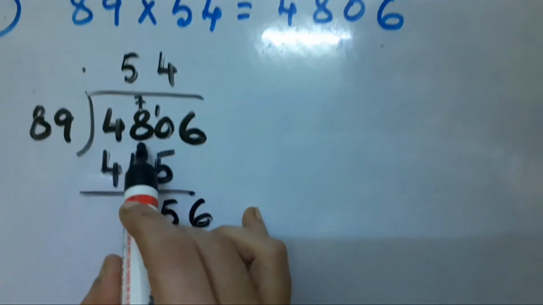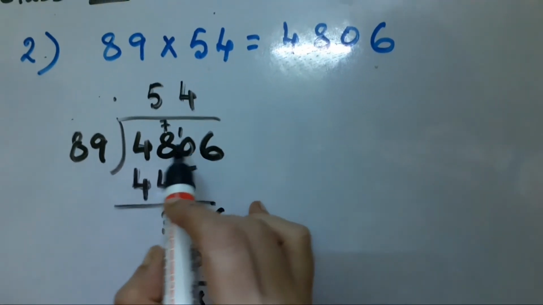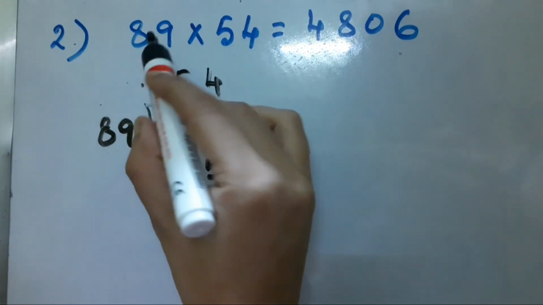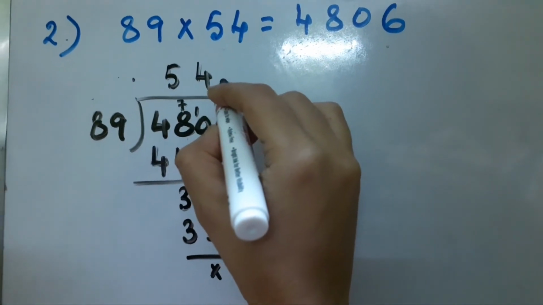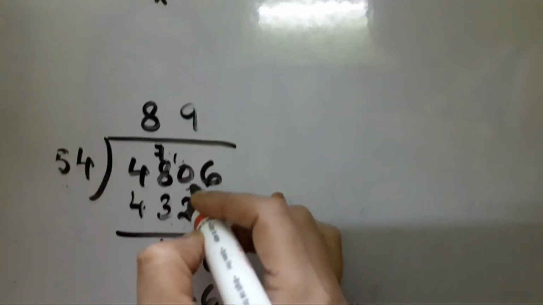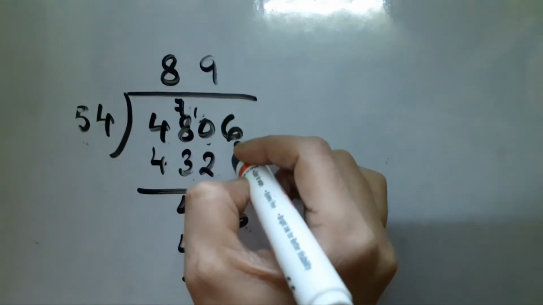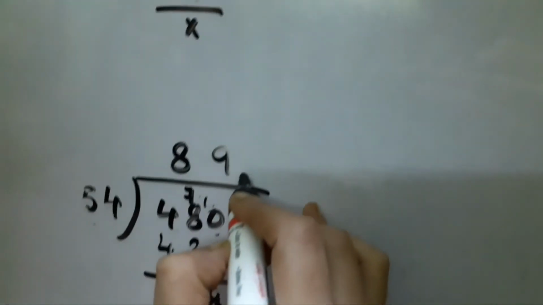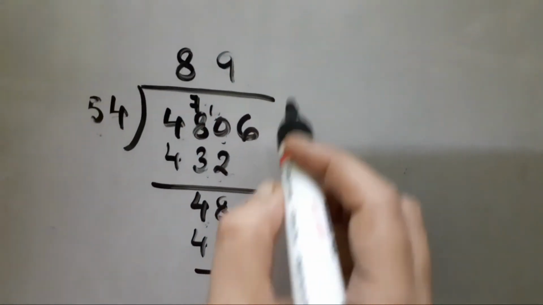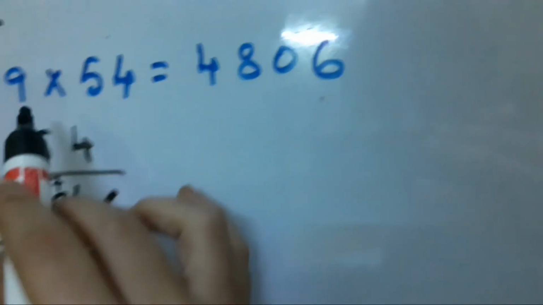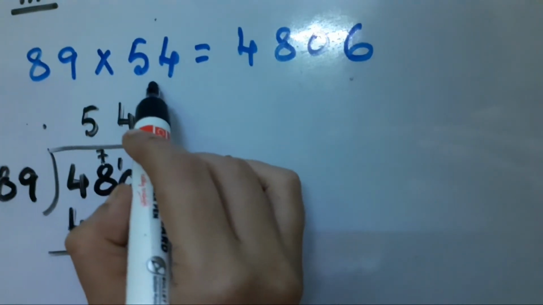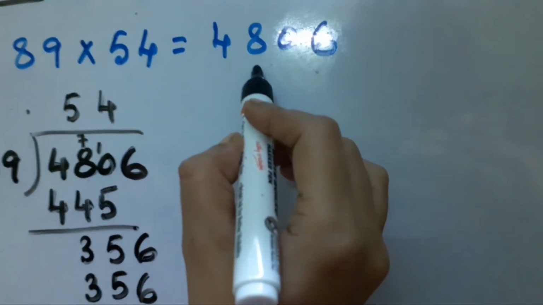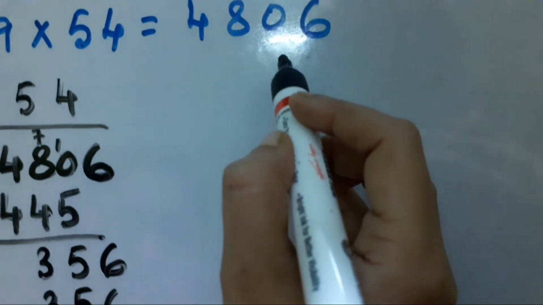Now you see children, when we divide 4806 by 89, we got the answer 54. And when we divide 4806 by 54, we got the answer 89. That means this answer is correct. If we multiply 89 and 54, we get the answer 4806.